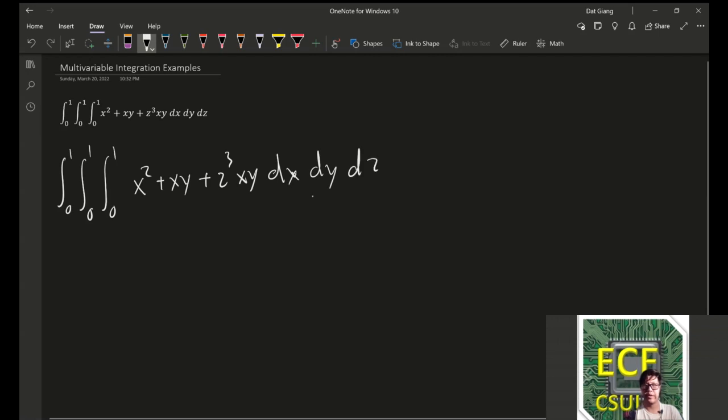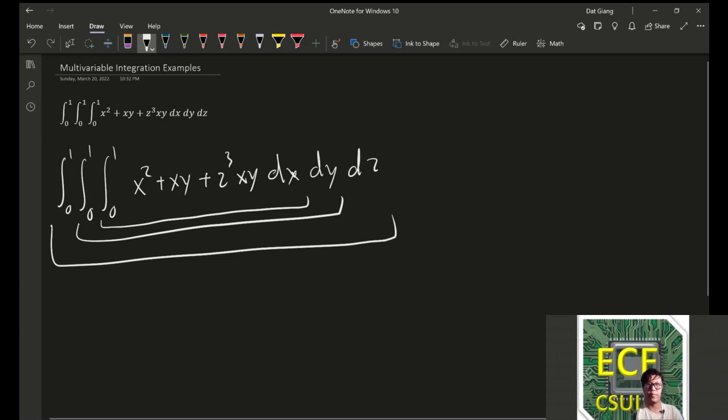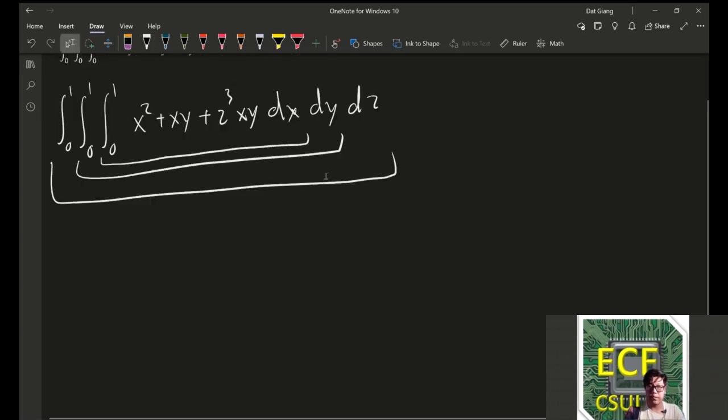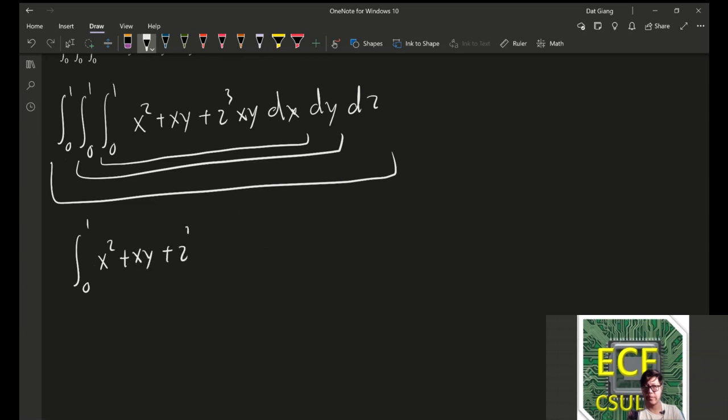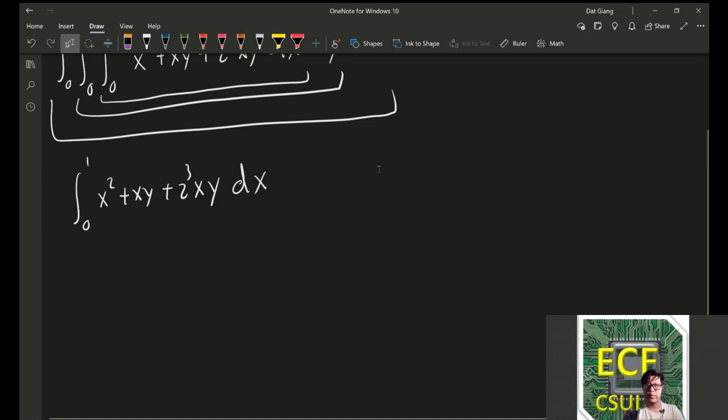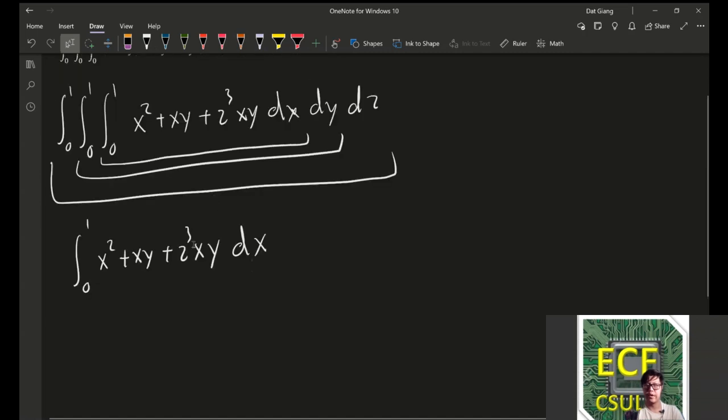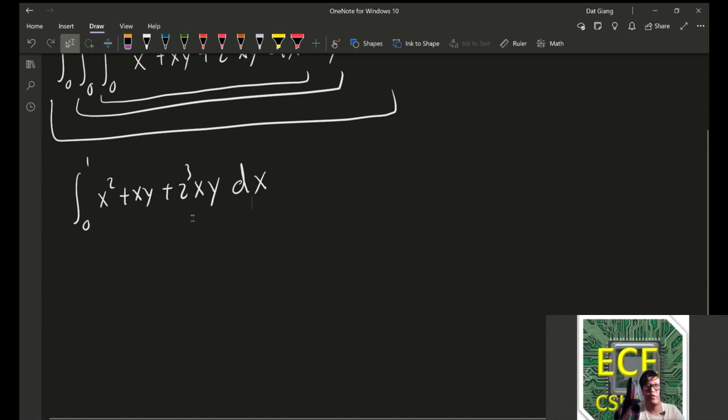Now, the way we evaluate our integral is from inner to outer. So we have to integrate this 3 times, as given below. Okay, so first, let us look at the innermost one. 0 to 1, x squared plus xy plus z cubed xy dx. In this situation, and similar to partial derivatives, when we are integrating one parameter, all the other independent parameters don't matter. So we care only about integrating wherever there is x.